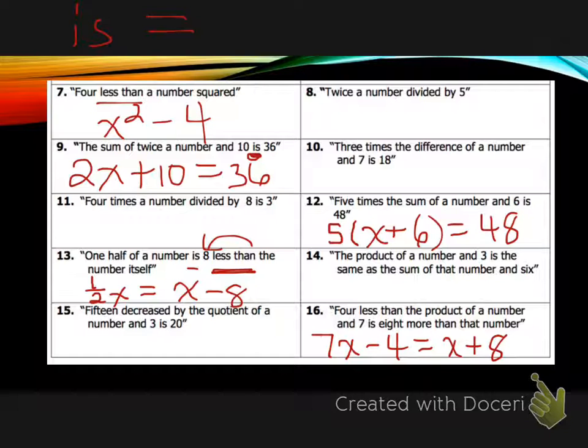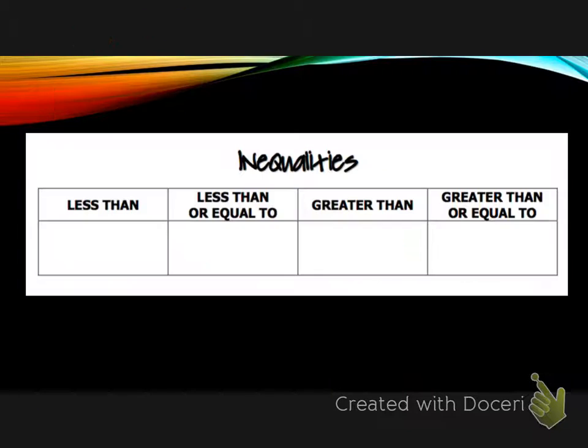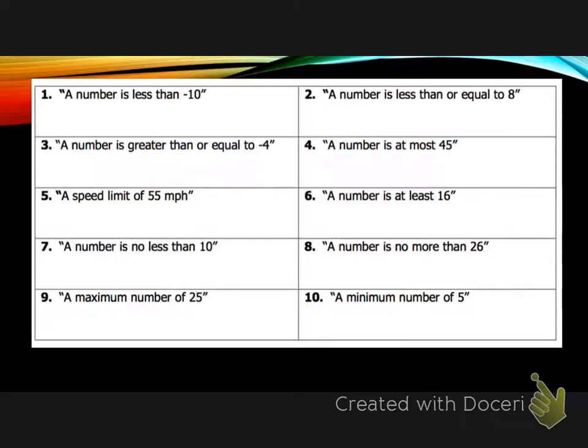Now some more examples of some of these that you might see is when we start getting into some of the inequalities. Remember, we have less than or equal to, greater than or equal to. You're going to find some of that in some of these word problems too. So you end up with a number is less than -10. So that's not too hard, right?